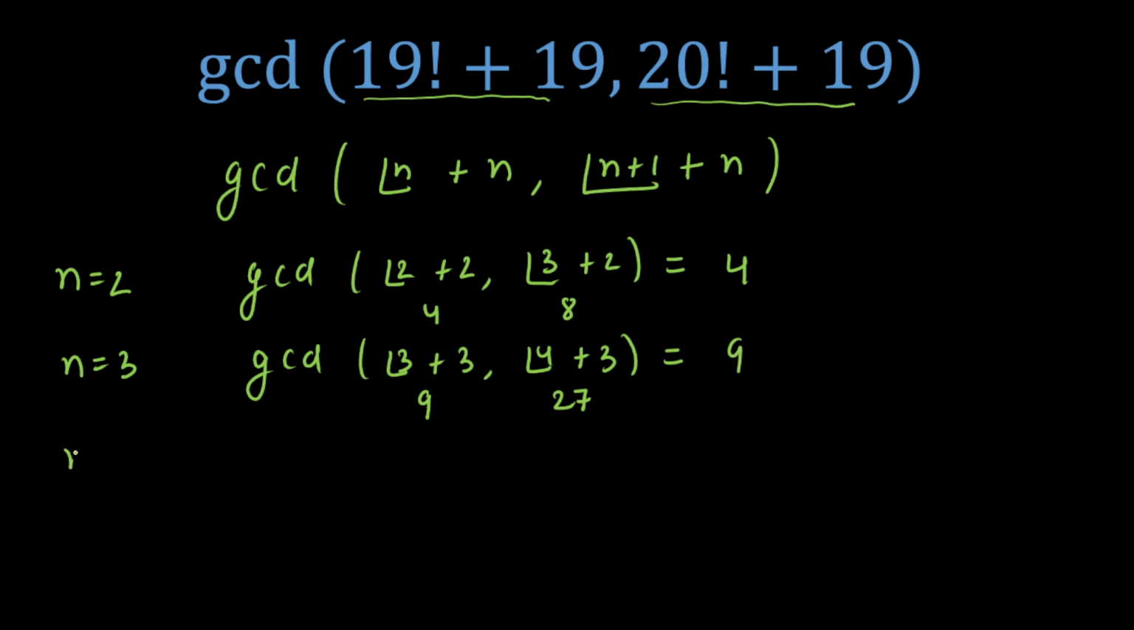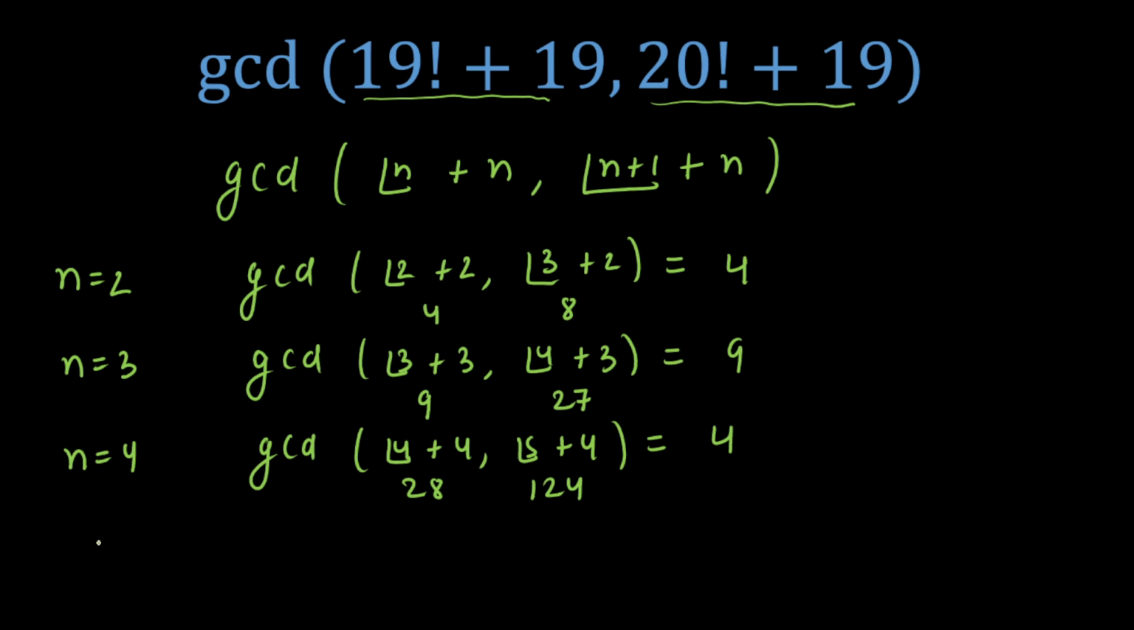Now again I'm going to start for n is equal to 4. I'm going to calculate GCD for 4 factorial plus 4 and then one more, that is 5 factorial plus 4. Now 4 factorial is 24 plus 4 is 28, and 5 factorial is 120 plus 4 is 124. Now GCD of these two numbers, I can clearly see, is equal to 4.